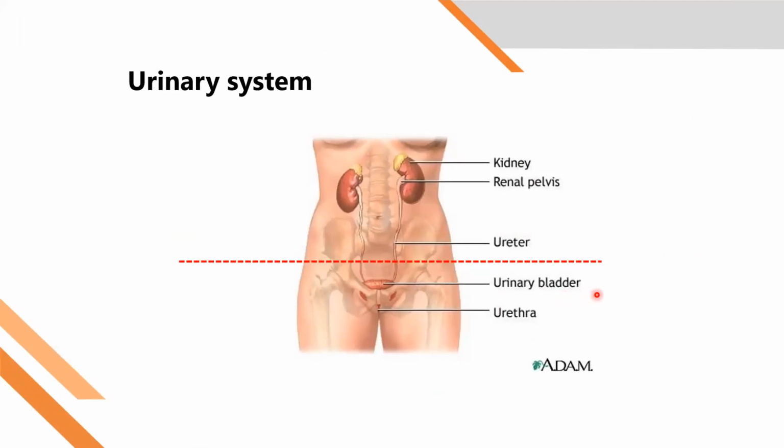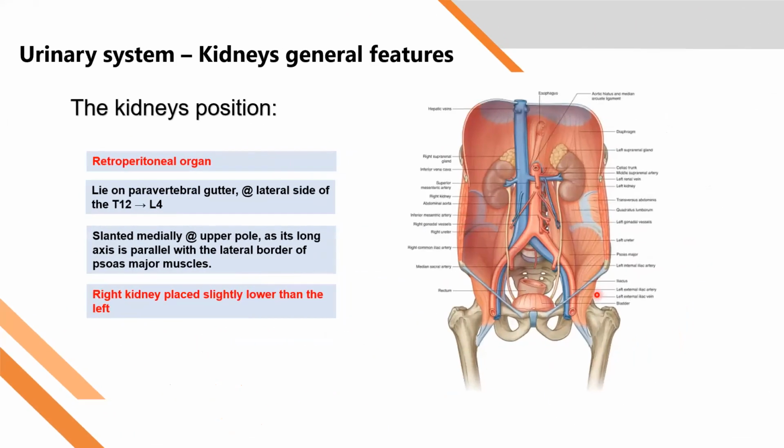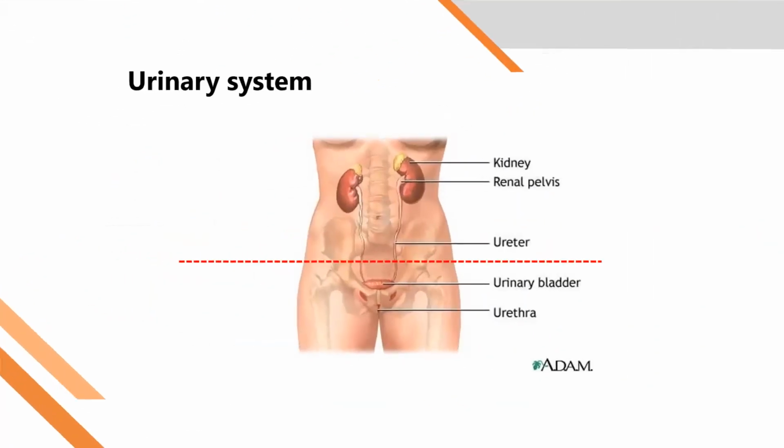Another picture showing the same thing, actually, the upper and the lower urinary tract. The upper urinary tract is the renal, the kidney, all the structures in the kidney, and the ureter, while the urinary bladder and urethra are categorized into the lower urinary tract.